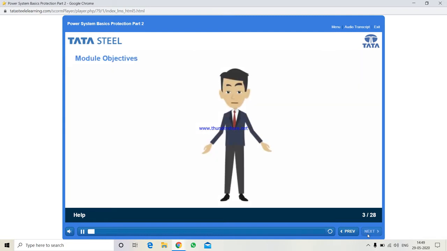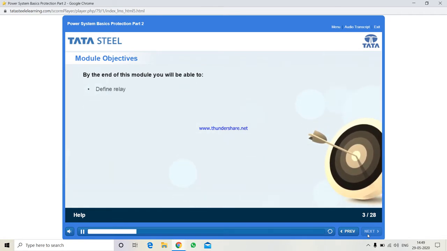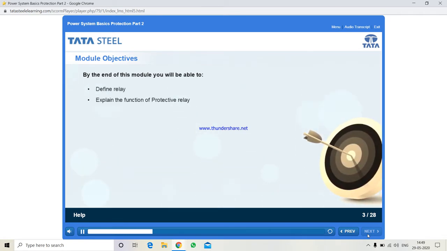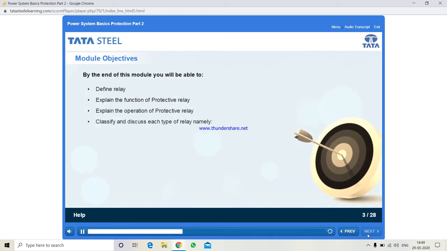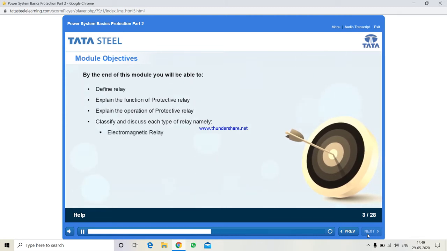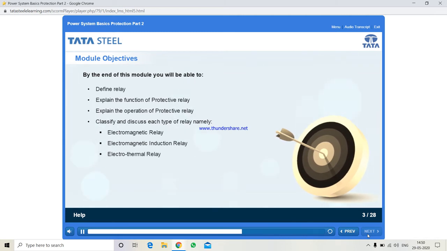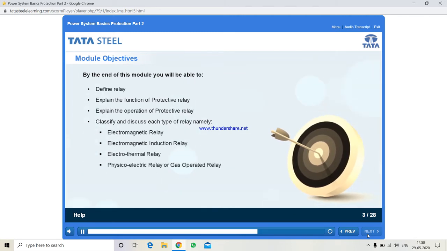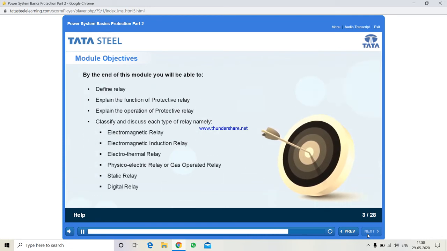Let us take a look at the objectives of this module. By the end of this module, you will be able to define relay, explain the function of protective relay, explain the operation of protective relay, classify and discuss each type of relay, namely electromagnetic relay, electromagnetic induction relay, electrothermal relay, piezoelectric relay or gas-operated relay, static relay, digital relay, and numerical relay. Let us get started with the first topic.